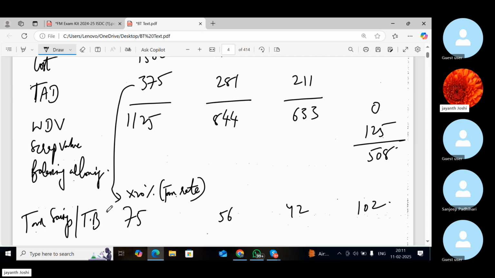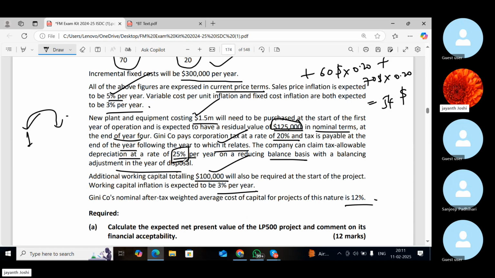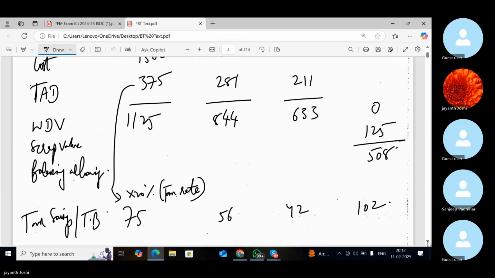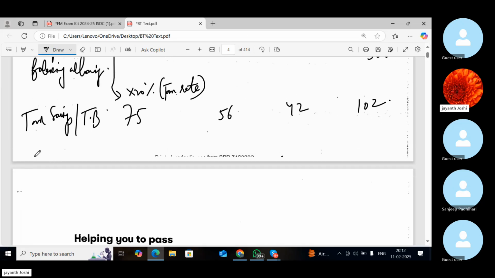Then the last adjustment we are going to do is for working capital, because working capital is also given in the question. Working capital of 100,000 will be required at the start of the project and inflation is 3%. We need to do the adjustment, and we know the working capital recovery will happen at the end of the project's life. So, working capital adjustment.